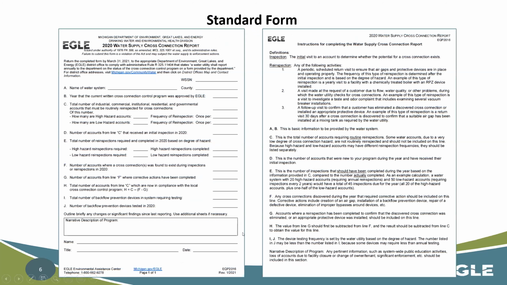So for the standard form, this is what it's going to look like. And again, this is probably what most of you have seen. It's going to have space where you identify who is completing this form, basically who this information is coming from. Then it spells out what kind of users we might be seeing, breaking it down between high hazard and low hazard, and what amount of work was expected for the previous year in terms of how many accounts we did inspections at and how many assemblies we had tested.